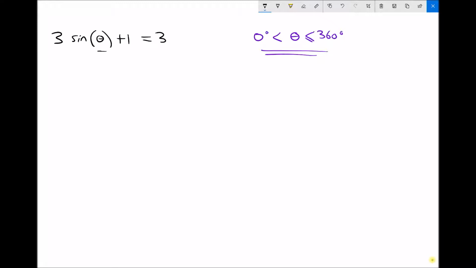Now the first thing that we need to do is rearrange this equation, and in order to get theta on its own, we need to strip away all of the terms that don't relate to theta. And in particular, I'm referring to this plus 1 here. So our first operation is to minus 1 from each side. Now minusing 1 from the left-hand side leaves me with 3 sine theta, and minusing 1 from the right-hand side leaves me with 2.